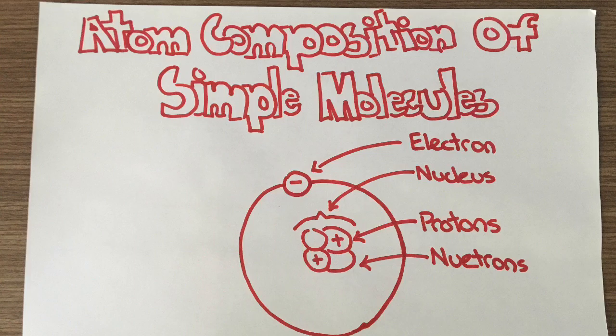I created a diagram to help me explain the atom composition of simple molecules. So for this composition of simple molecules, we have three types of particles: protons, neutrons, and electrons. Protons are the positively charged particles, neutrons are the uncharged particles, and electrons are the negatively charged particles that move around the nucleus. The nucleus is the combination between protons and neutrons.